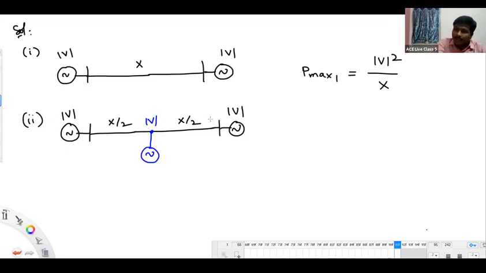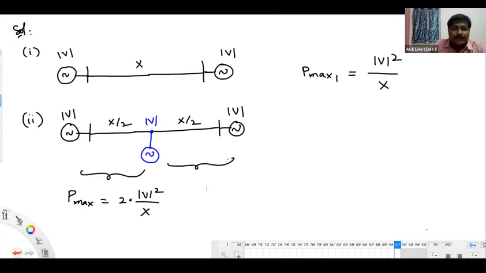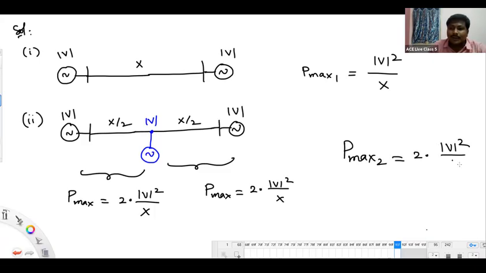We should find Pmax of part 1 and Pmax of part 2. What is Pmax of the first part? Pmax is mod V square by X by 2, which means 2 times mod V square by X. And what is the second part's Pmax? That is also mod V square by X by 2, so 2 mod V square by X. Both are equal. Then what P maximum of the network should you consider in case 2? It will be either of these two numbers, so it comes to 2 times V square by X.